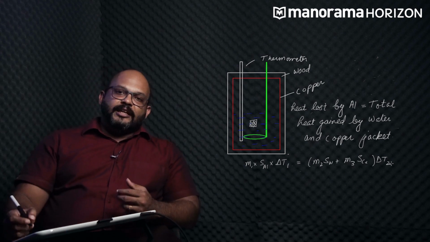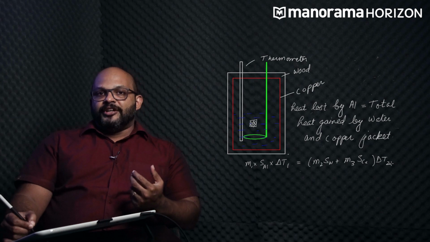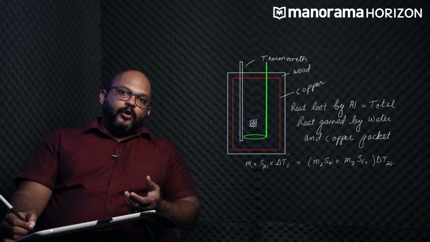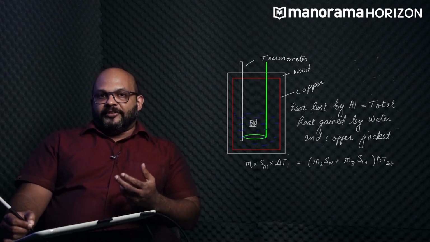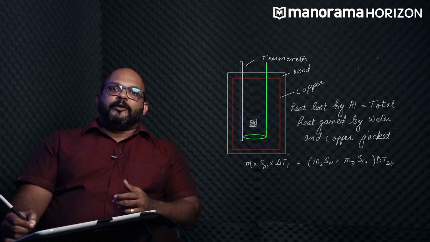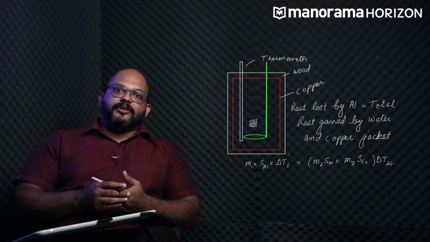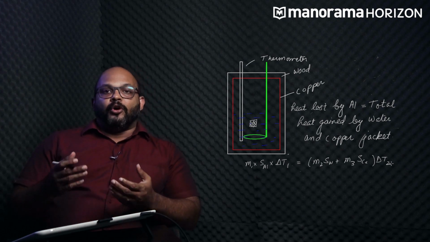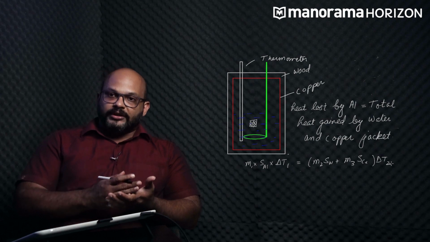So if we know the mass of the aluminum, the change in temperature, the mass of the water and the copper and their specific heat capacities, we can calculate the specific heat of aluminum. We can also calculate the heat content of any given substance based on the temperature change of the predetermined amount of water and copper.